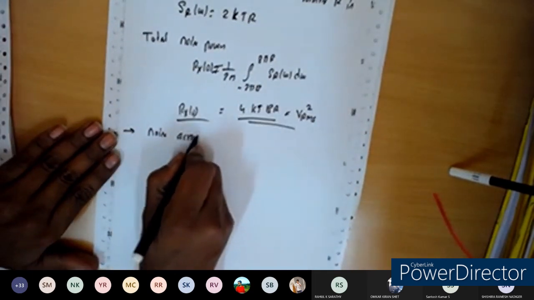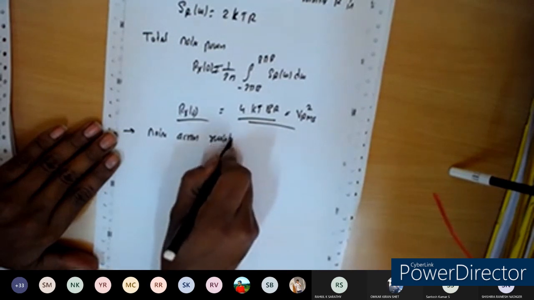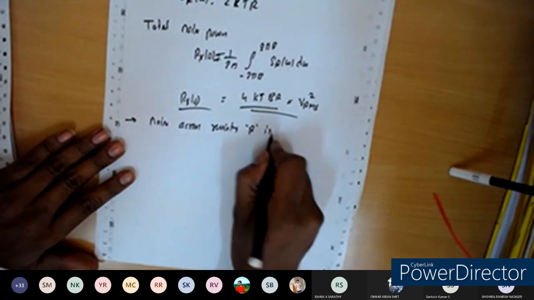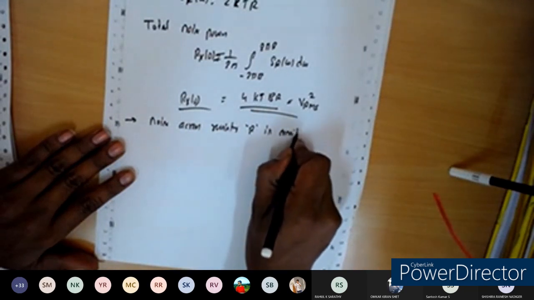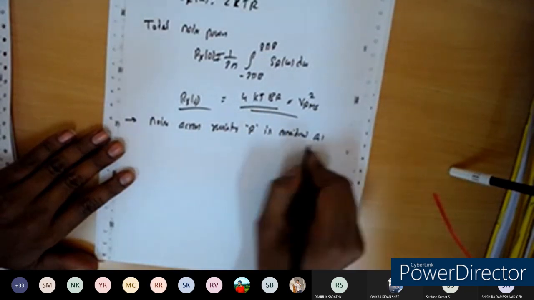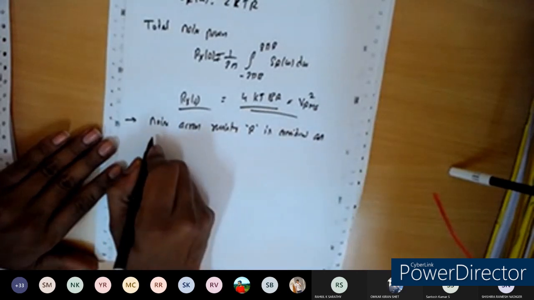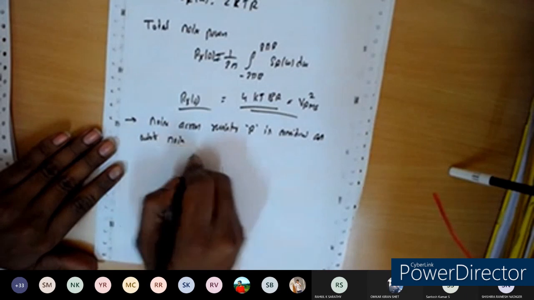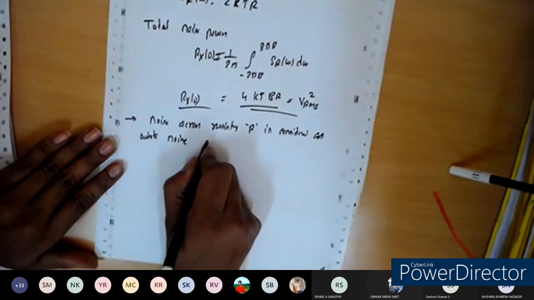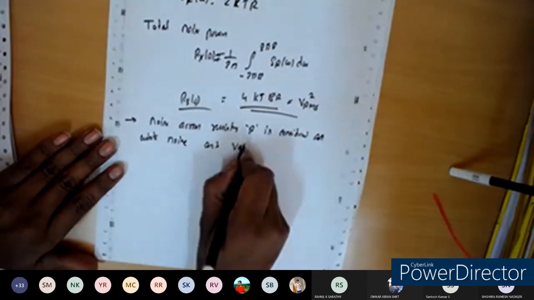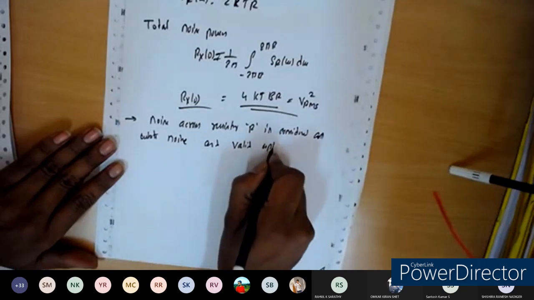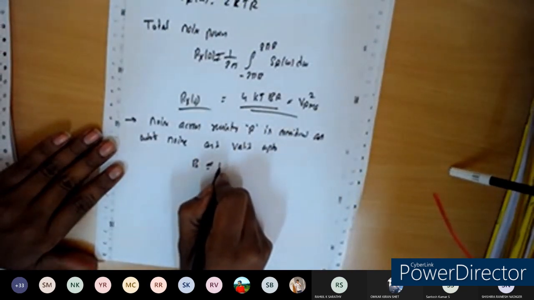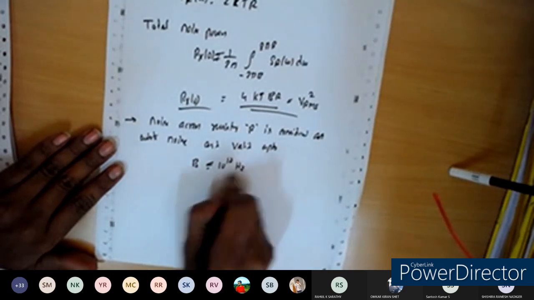Noise across resistor R is considered as white noise, and valid up to B less than or equal to 10 to the power of 12 hertz.